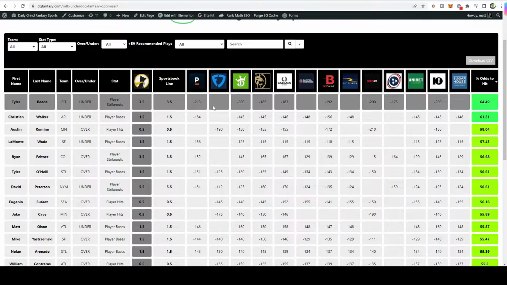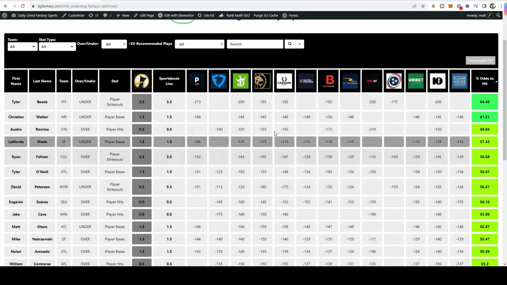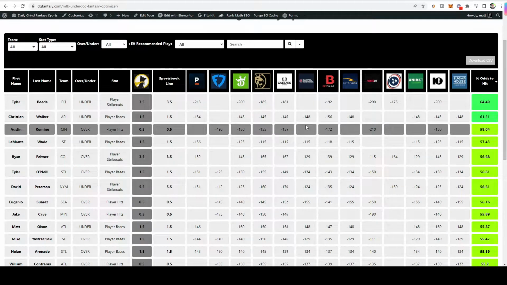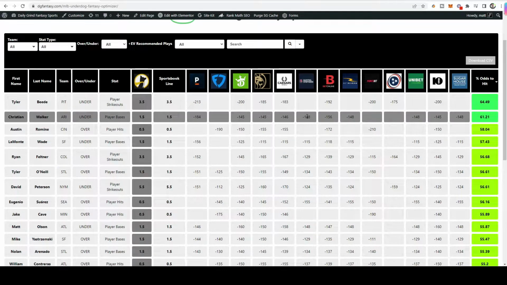Now, what a lot of people don't know is that all of these American odds represent implied odds that the sportsbooks set their lines to. In other words, these have hidden probabilities behind the implied odds. When each sportsbook sets their line, they're essentially setting their expected value to a certain probability. For instance, let's take a look at row number 2 here with Christian Walker under player basis. As you can see here, Underdog set their line to 1.5. We also compared Underdog's line at 1.5 to the sportsbook line at 1.5.